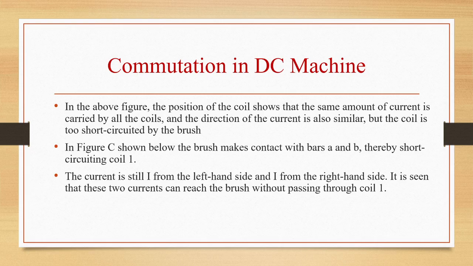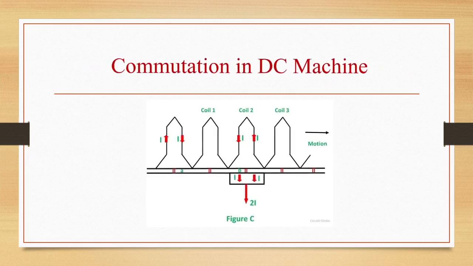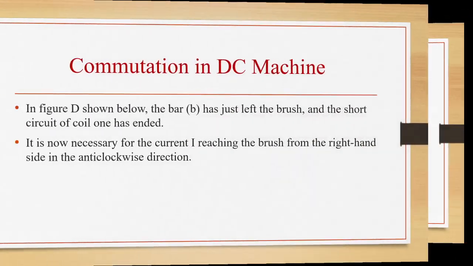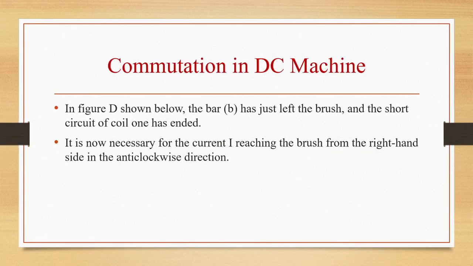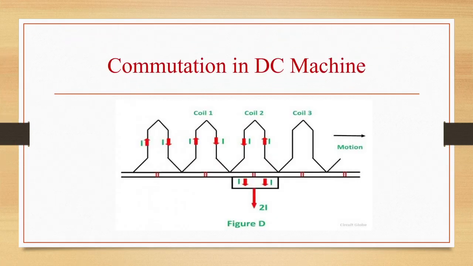And in figure C, brush makes contact with bars A and B and short circuits the coil 1, and the current is still I from the left hand side and I from right hand side. So these two currents can reach the brush without passing through coil 1 as shown in the figure. In figure D, bar B has just left the brush and the short circuit of coil 1 has ended, and it is necessary for the current reaching the brush from right hand side to flow in the anti-clockwise direction as shown in this figure.